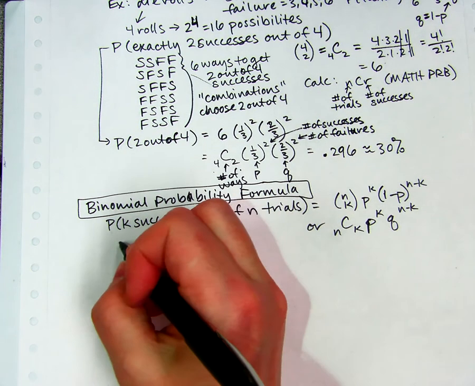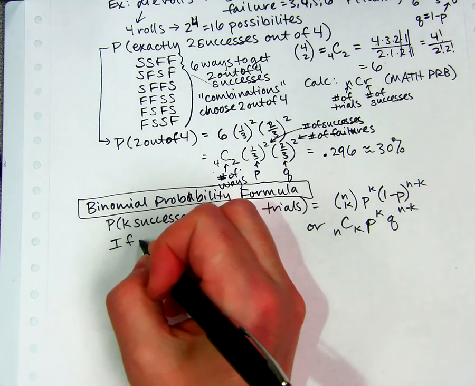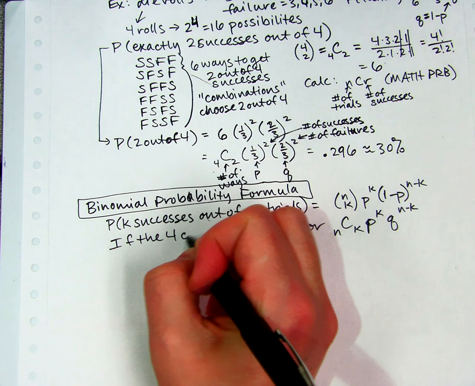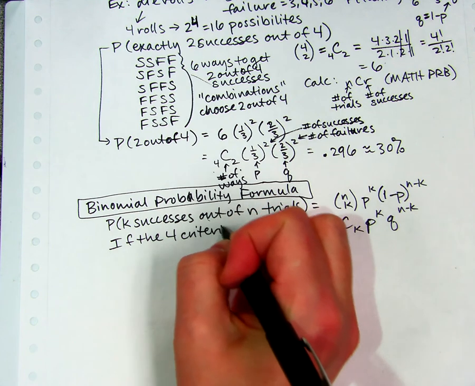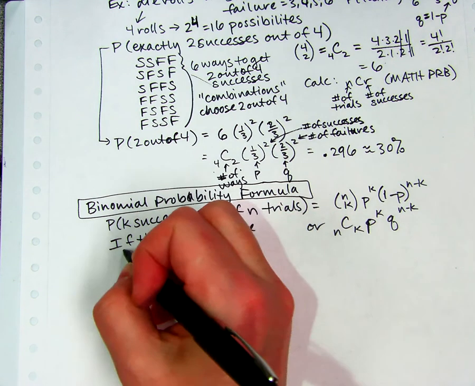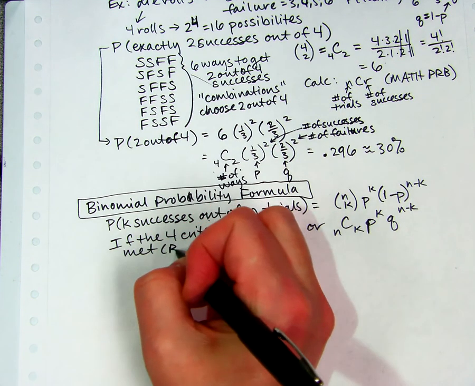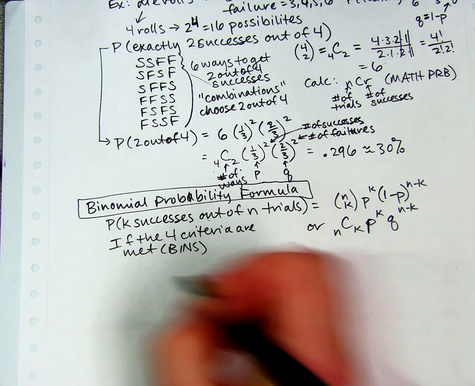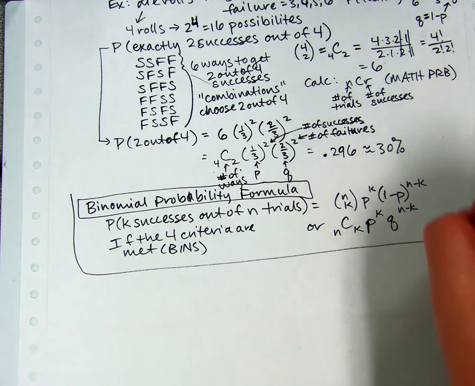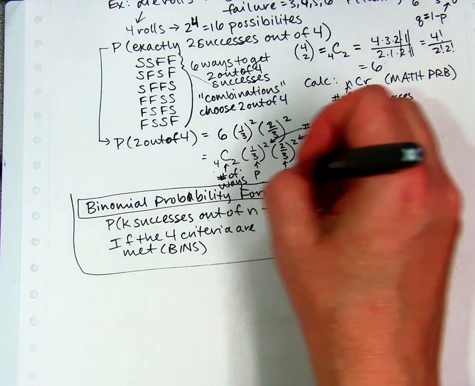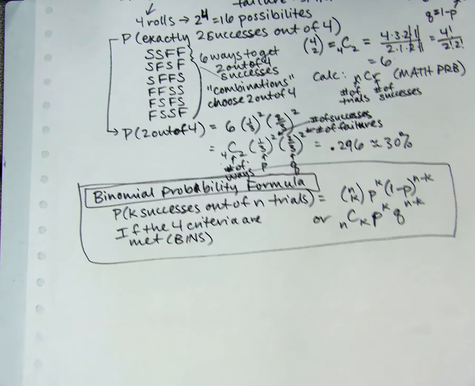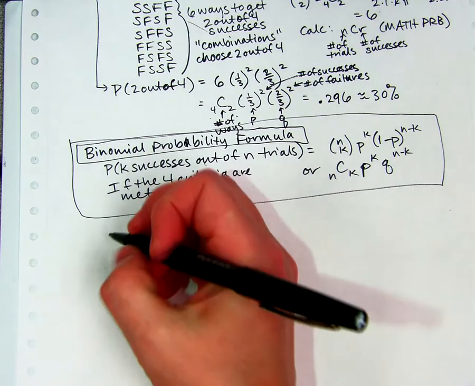This formula works only if the 4 criteria are met. And that's BINS. Put a big box around this. I'm going to do one more example and just make it a little bit faster than that one.